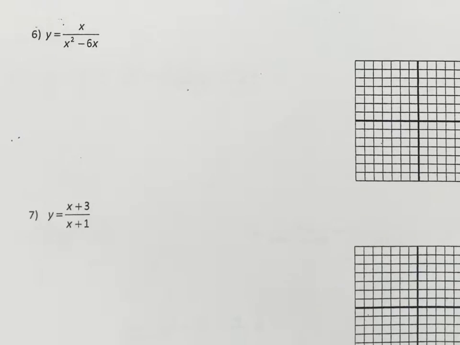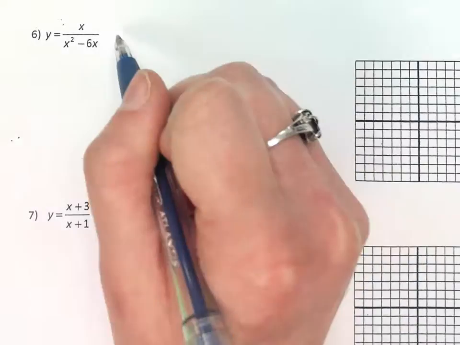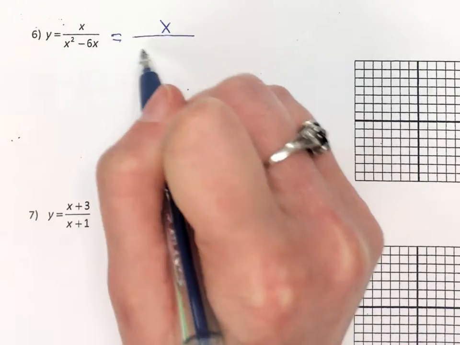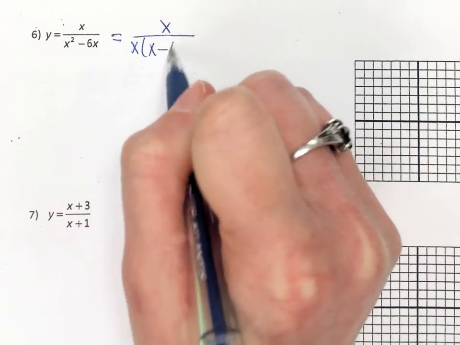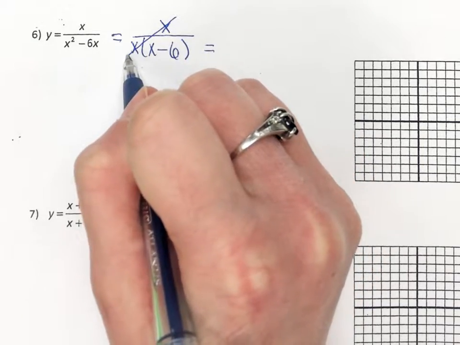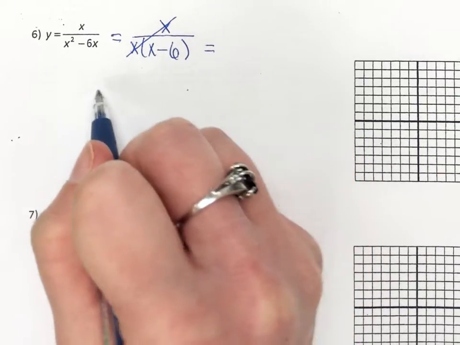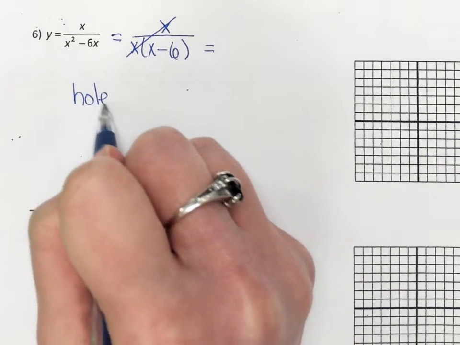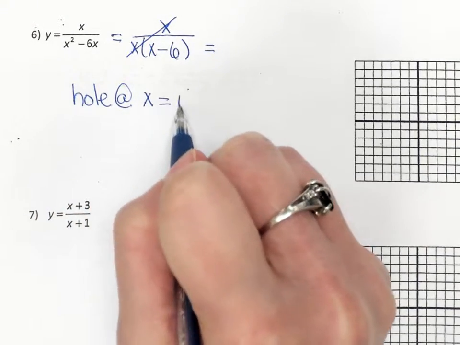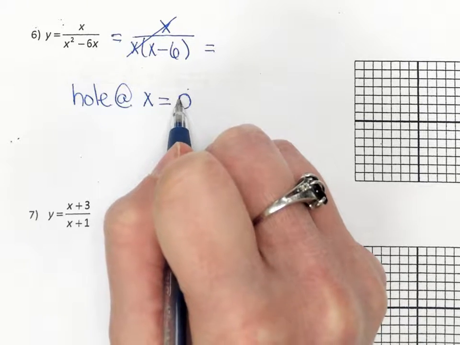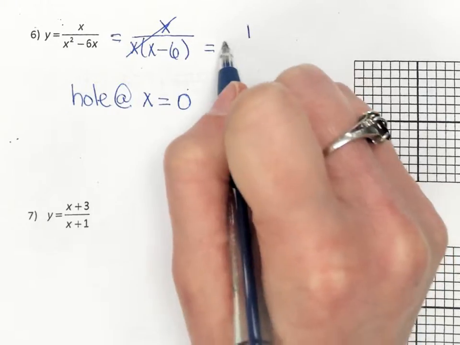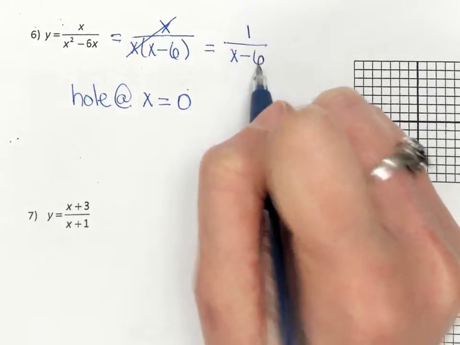Here we go. First thing we got to do is factor to see if anything cancels. So do you see anything that can factor? The X on the bottom. Very good. And they cancel. If they cancel, that's a hole. So we have a hole at X equals 0. Very good. All right, so what do we have left? We have 1 over x minus 6 left.